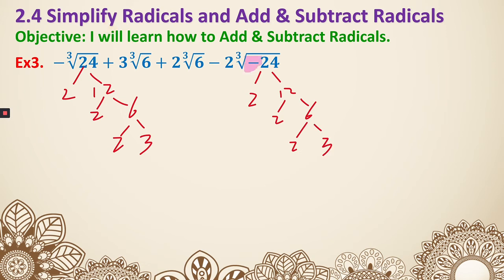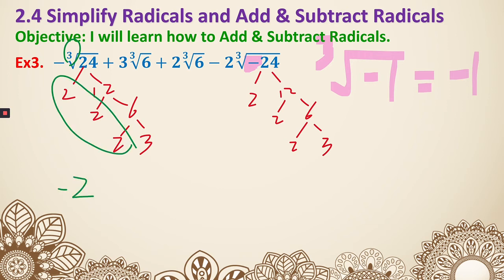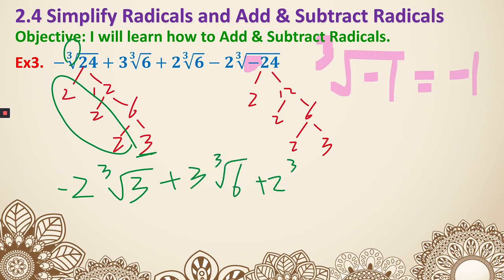Don't forget, when we actually do cube root of -1, that does give us just a -1. Okay, now I can actually start simplifying everything. Since it's a cube root, that means I'm looking for triples. So it's -2, but cube root of this 3 is going to be left inside. Then I'm going to add 3 cube root of 6 plus 2 cube root of 6.